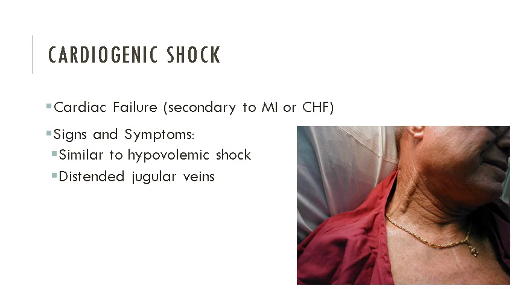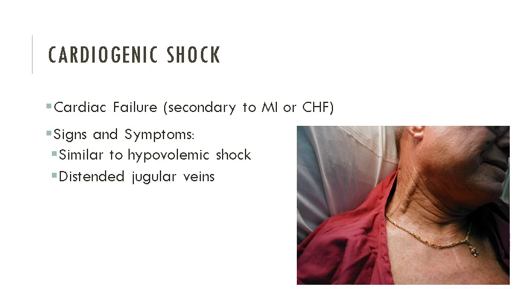Cardiogenic shock. So some students, however you organize your thoughts or your notes, make a separate page for each of these different types of shock to keep it all straight. You do whatever works for you, but just make sure that you differentiate between the different shocks that we're going to talk about. So cardiac failure that's secondary to an MI or CHF. Signs and symptoms can be similar to hypovolemic shock.